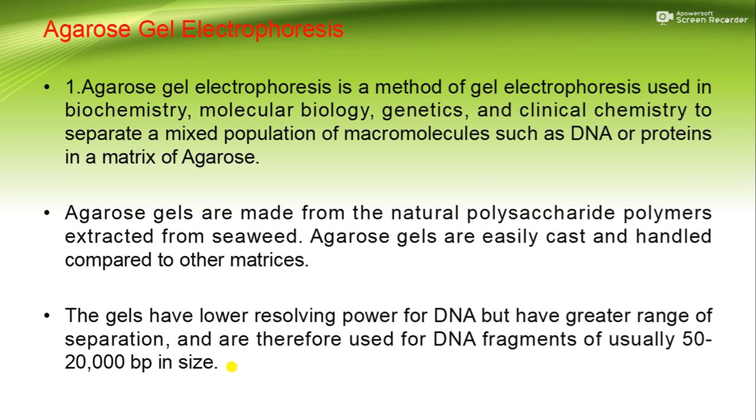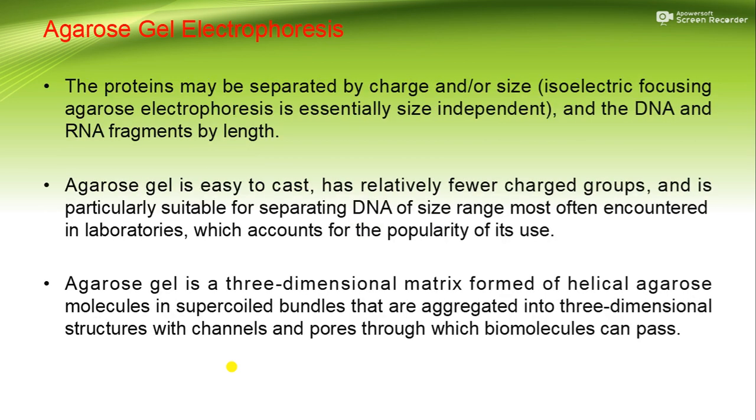The gels have lower resolving power for DNA but have greater range of separation, and are therefore used for DNA fragments of usually 50 to 20,000 bp in size. The proteins may be separated by charge and/or size. In isoelectric focusing, agarose electrophoresis is essentially size independent, and separates DNA and RNA fragments by length. Agarose gel is easy to cast, has relatively fewer charged groups, and is particularly suitable for separating DNA of size range most often encountered in laboratories, which accounts for the popularity of its use.